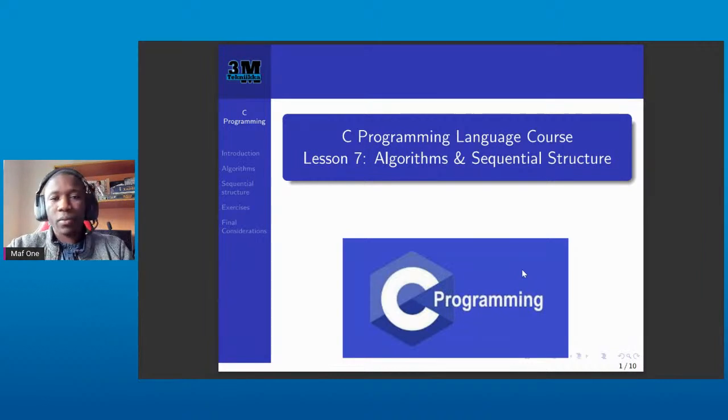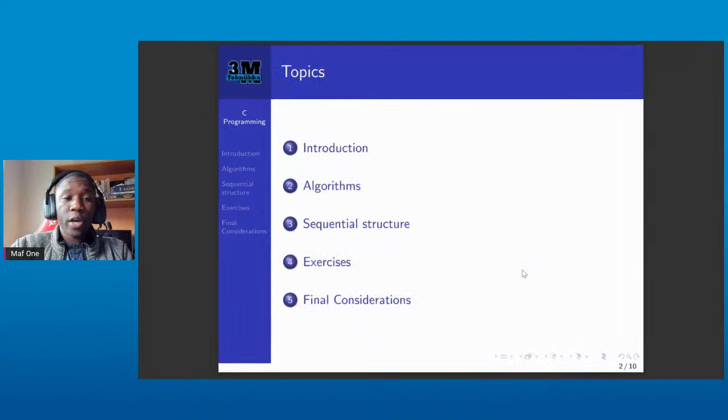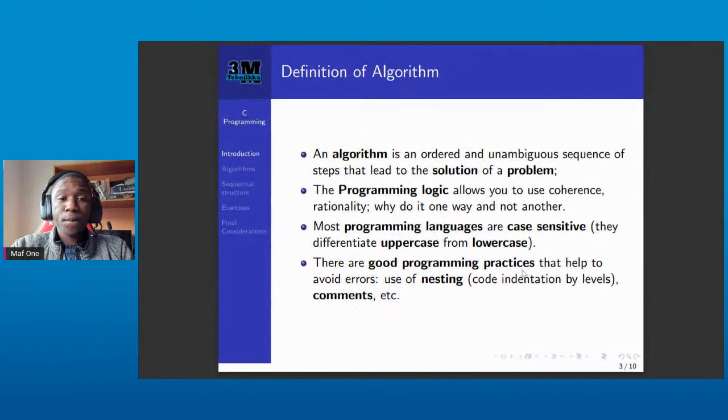We already talked about data, how data works, and also about data types. But today we are going to talk about algorithms, and how to think to produce a sequential structure with an algorithm to do stuff with some very useful exercises. So an algorithm is an ordered and unambiguous sequence of steps to lead to the solution of a problem.